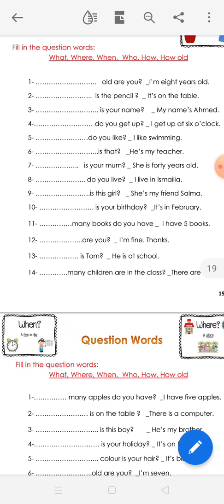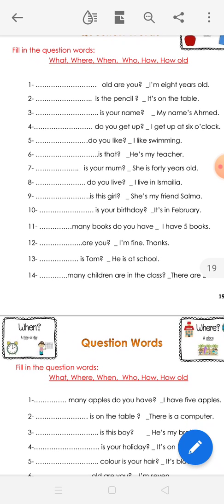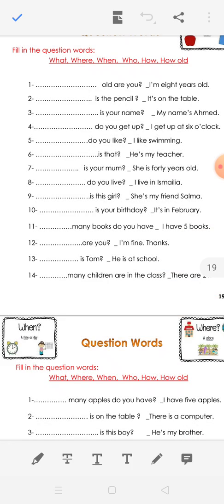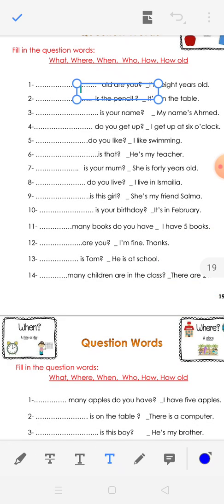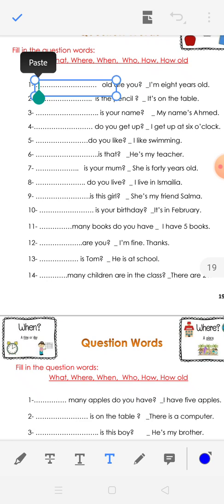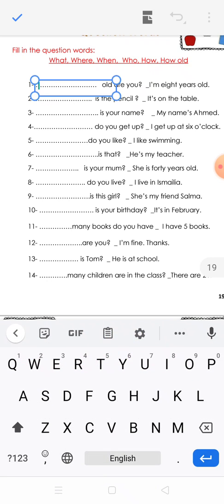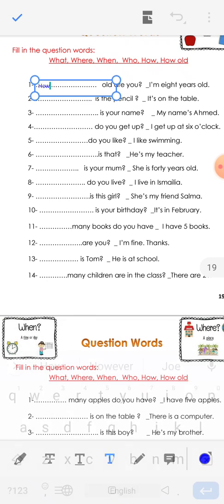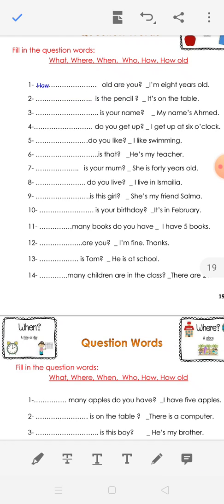Number 1. I'm 8 years old. Perfect. How old are you? I'm 8 years old.